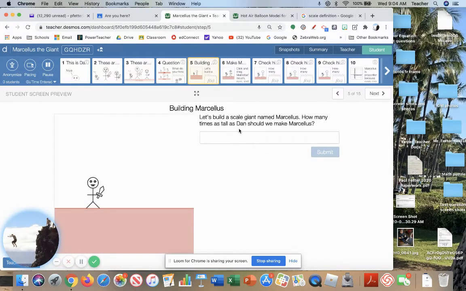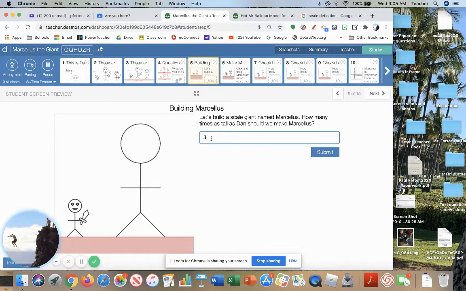Screen 5, building Marcellus. Let's build a scale giant named Marcellus. How many times as tall as Dan should we make Marcellus? Okay, so I'm going to go ahead and do 3. I would like you to either do 2 or 4 or 1/2 or something like that, okay? So try not to use 3.